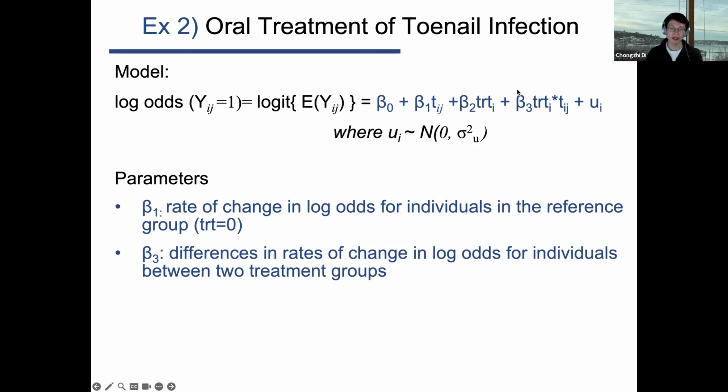And to model the within subject correlation, we add a random intercept, U_i, and assume the U_i come from a Gaussian distribution with some variance.